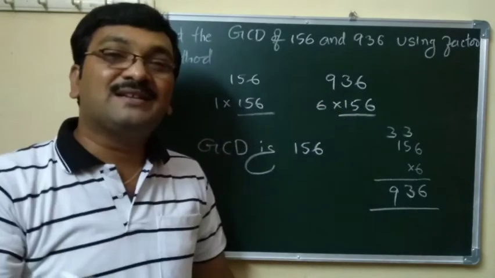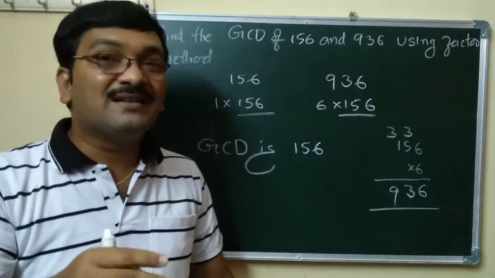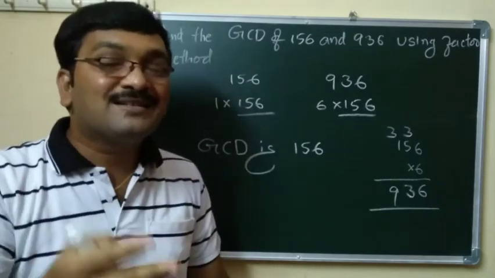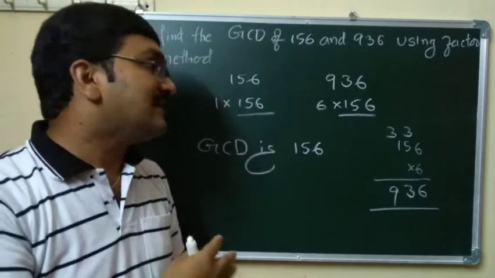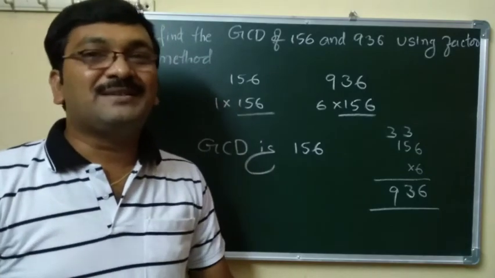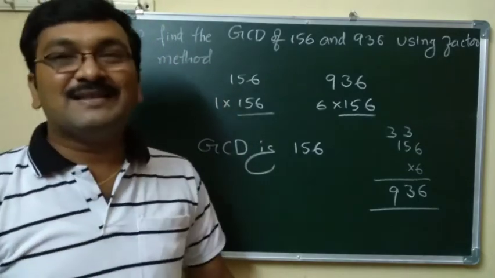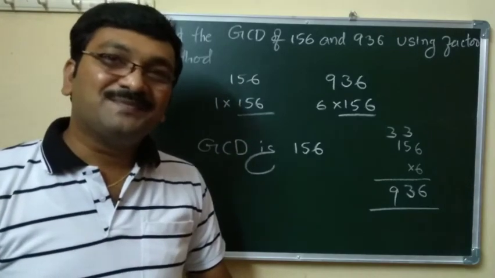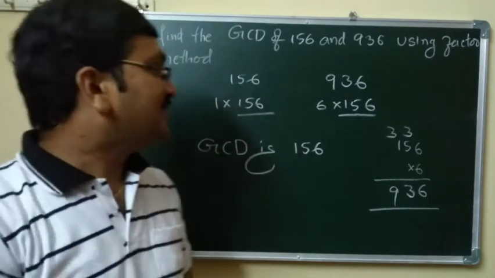Afterwards, the factors of 936, from that which are the common factors, from that which is the greatest common factor. If you write that, it will take more than 2 to 3 minutes. But if you use the logic, you can complete it in only 1 minute. Got an idea? Is there any doubt?